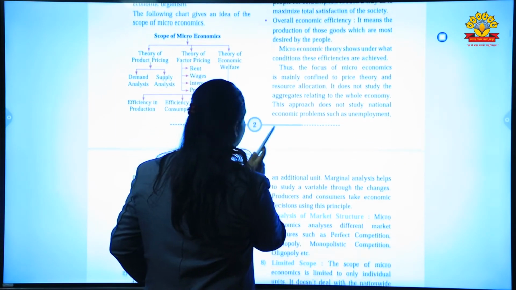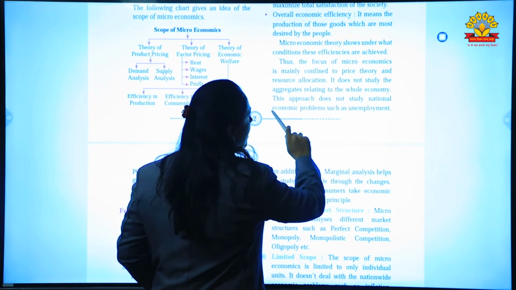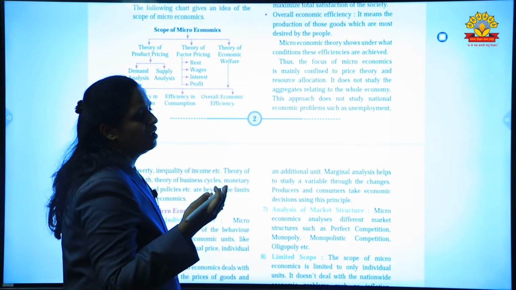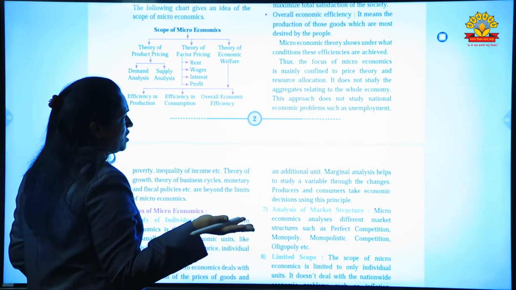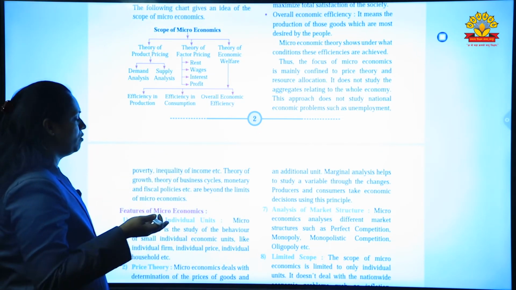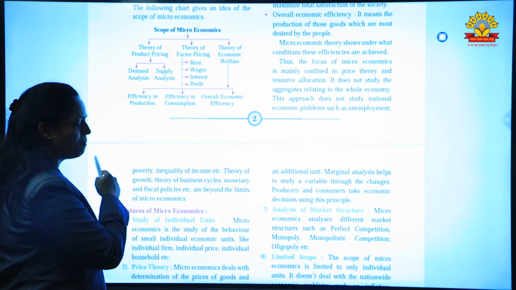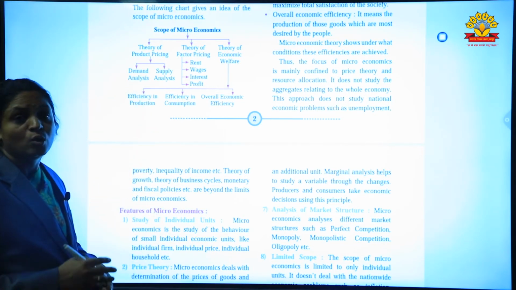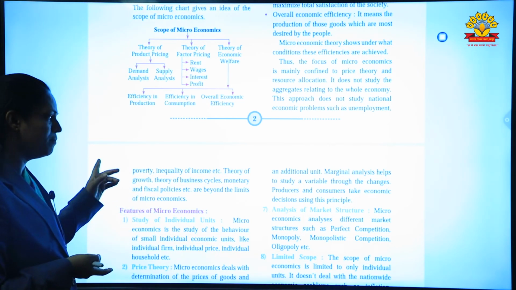What are the problems? This approach does not study national economic problems such as unemployment. A person wants to work but is not getting a job. That is a very big problem in our economy, but it is not solved in microeconomics. Poverty: our basic needs are not fulfilled and lots of people are below the poverty line, and that is not discussed in microeconomics. Inequality in income: someone is very rich, someone is very poor, and no basic needs can be fulfilled for that person. That is also not solved in microeconomics.